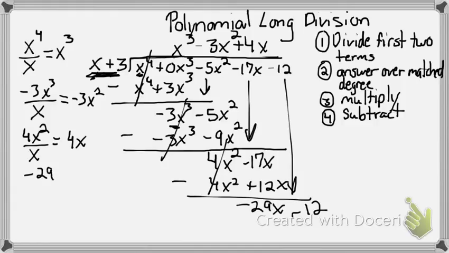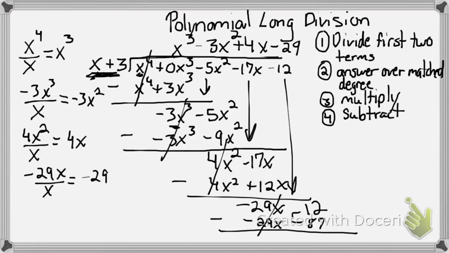Negative 29x divided by x gives me negative 29. Put my answer over my matched degree. Multiply. I get negative 29x minus 87. And then subtract. Those cancel. Negative 12 minus a negative 87 is 75. And that becomes my remainder.